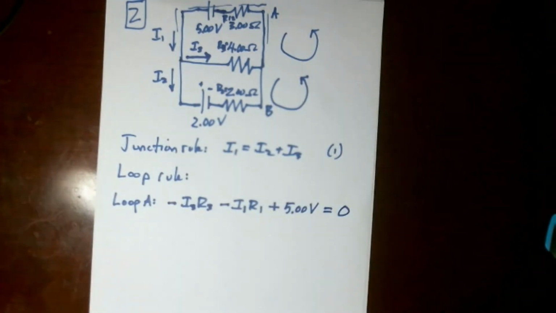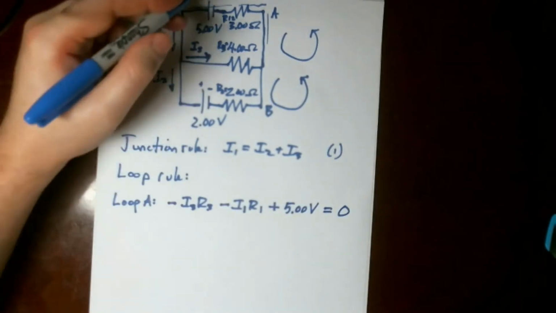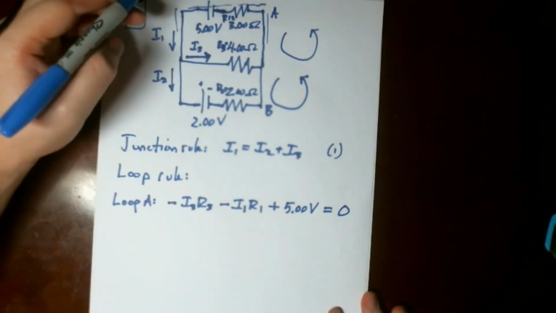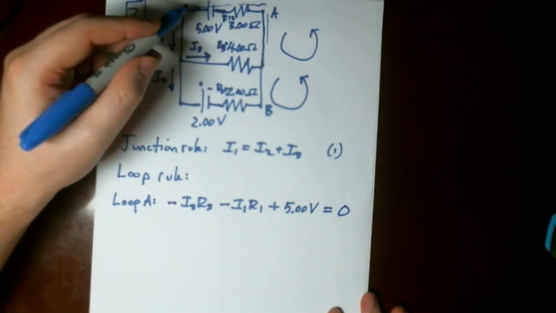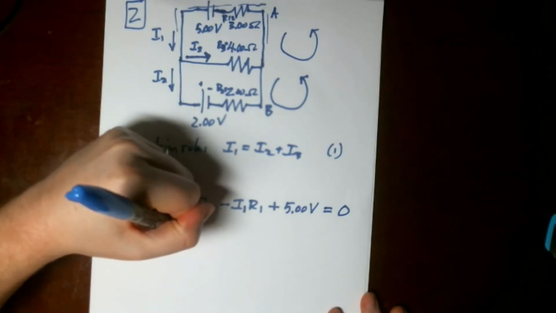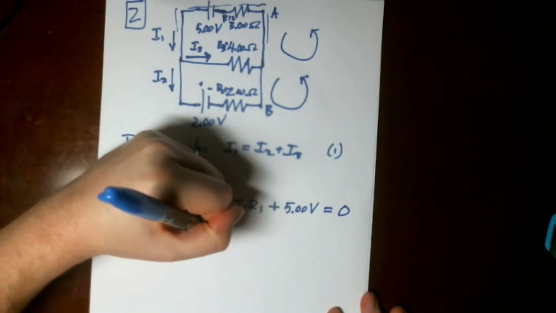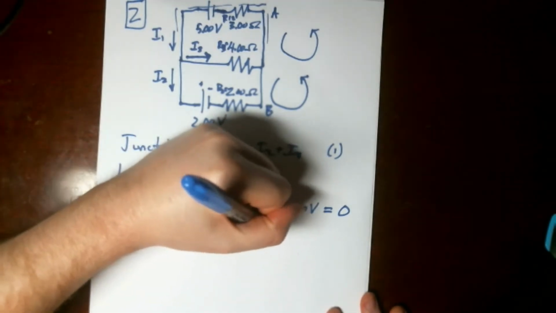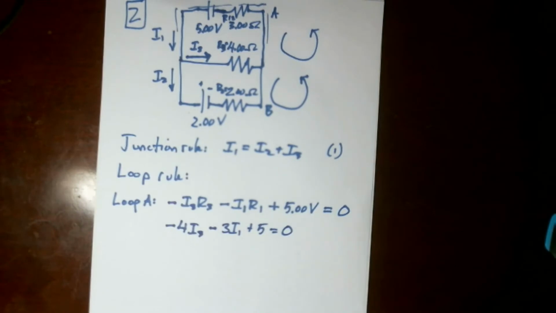Then the sum of the voltage gains and drops around a closed loop is going to be 0. I'm going to substitute in here, and drop units and sig figs just for clarity's sake, so it's really clear what's going on. R3 is 4 ohms, R1 is 3 ohms, so let's plug those in. We get negative 4 I3 minus 3 I1 plus 5 equals 0. That's our second equation in our system of equations.